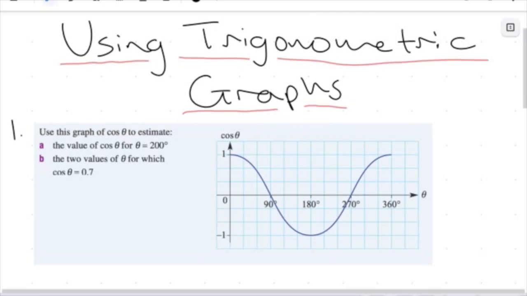We introduced in the previous video some trigonometric graphs for sine and cos. What we're going to be doing in this video is using those graphs and the information on them to estimate certain trig ratios, first for this first question, and then in the next question comparing some trig ratios visually and graphically. So let's just jump straight into it. We've already introduced these graphs, so let's just get started here.